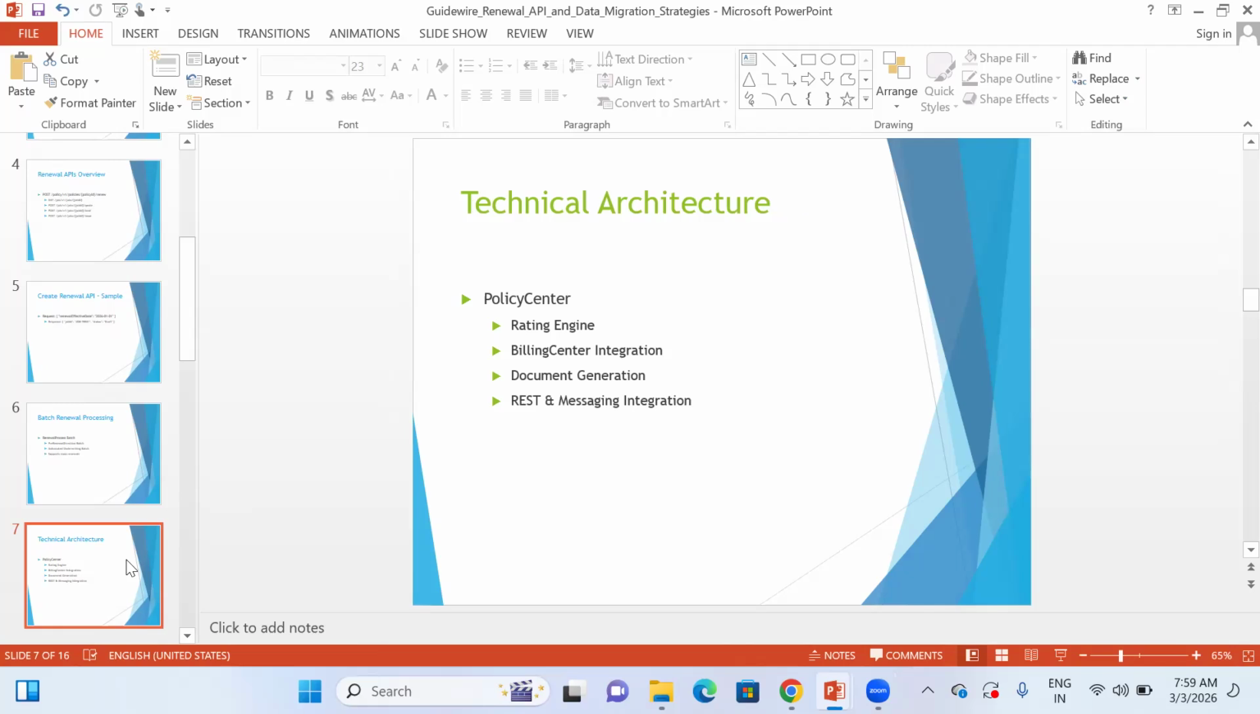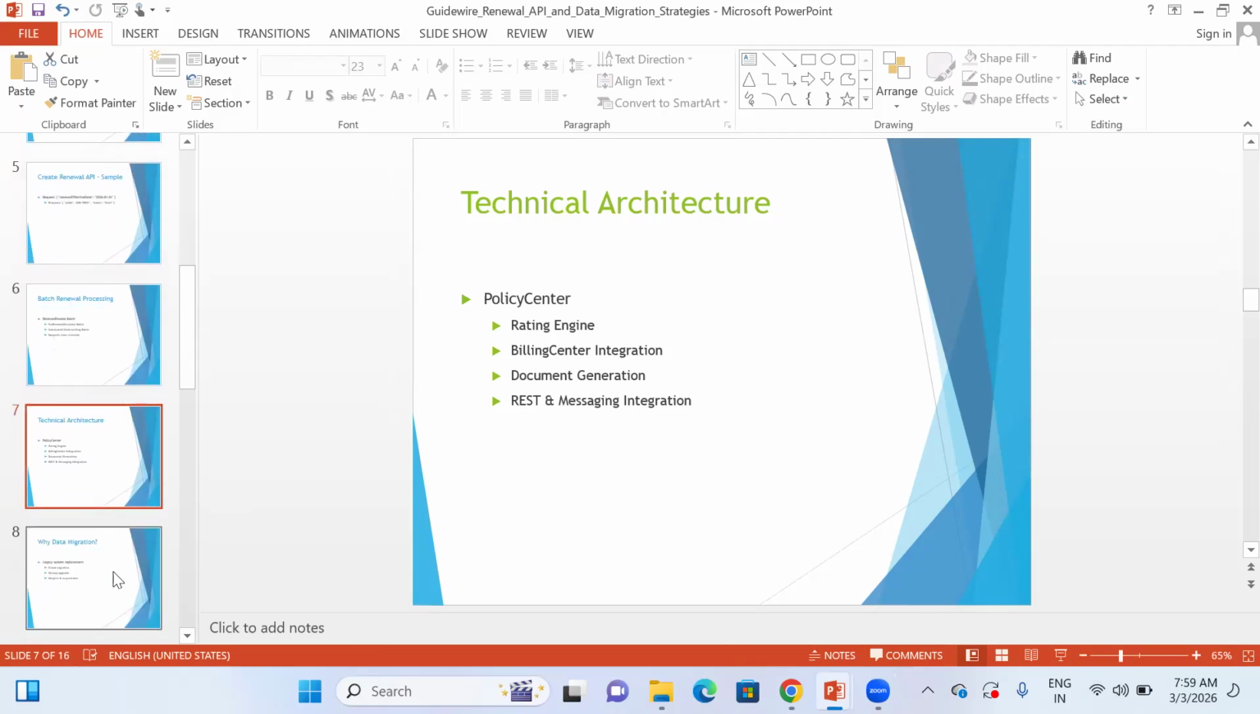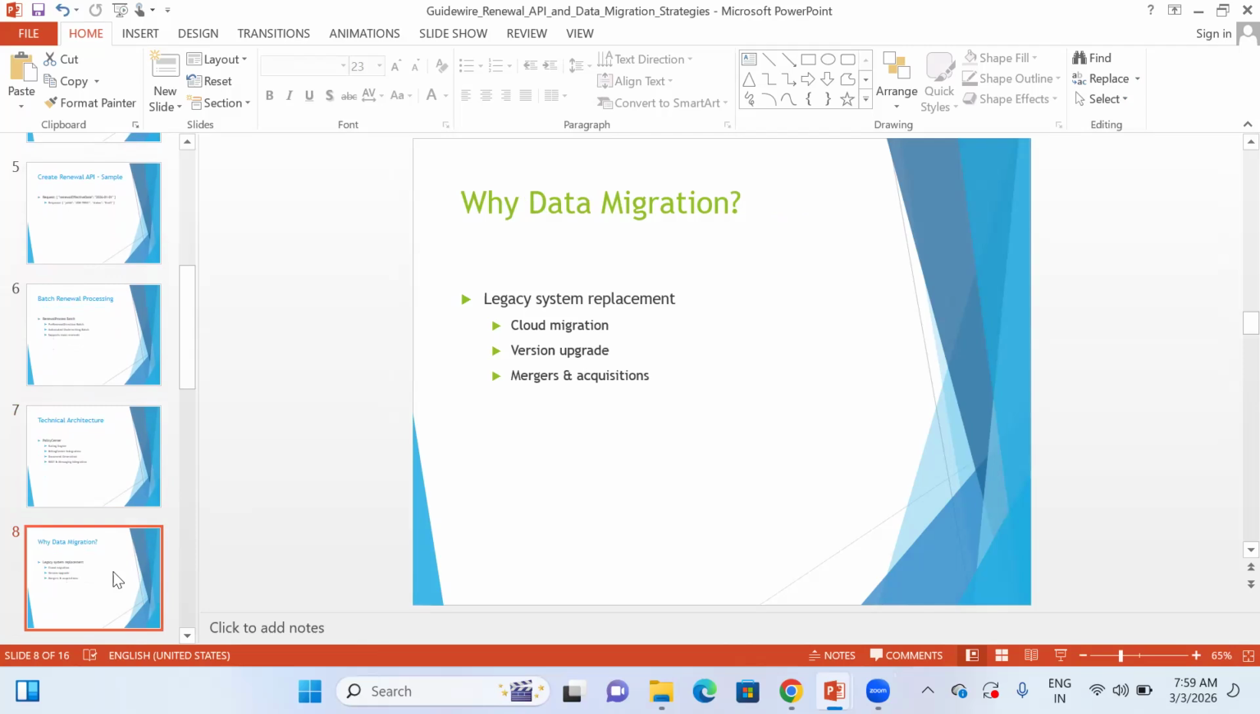Okay, so how the rating engine functions by integrating with Billing Center, right? At the same time, any document generation based on the payment that was made, followed by REST and message integration. So everything will be part of technical architecture. Technical architecture is important.